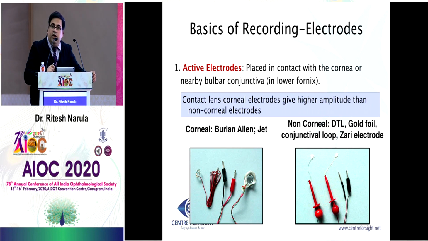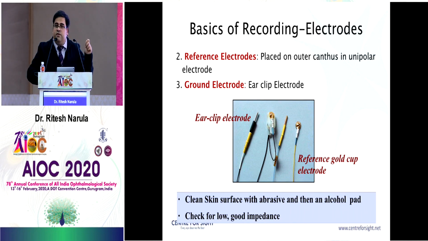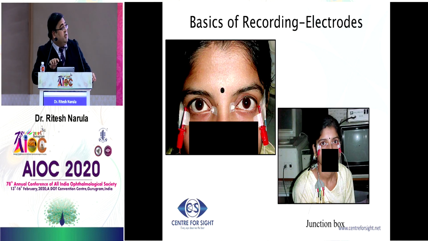With a corneal electrode, you will get better recordings, but with the non-corneal, it is much more comfortable for the patient. A reference electrode is typically placed on the outer canthus of the eye, and a ground electrode, like you ground any electric circuit, is attached to the ear using an ear clip electrode. Whatever surface you are going to use your electrode on, you clean with a spirit swab and then put your electrode. This is a patient who has a DTL wire electrode, that's the active electrode, the outer canthus, and then on the ear you have the ground electrode. This is how typically a patient is prepared for an ERG.